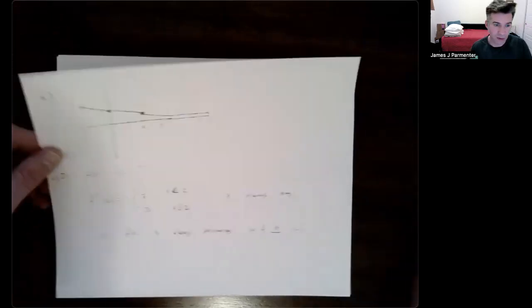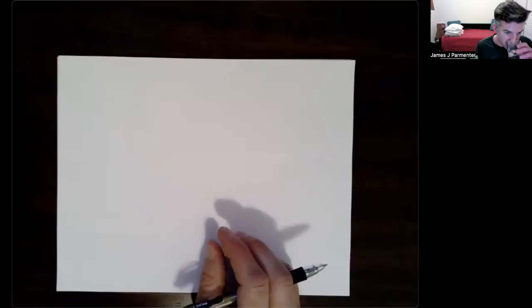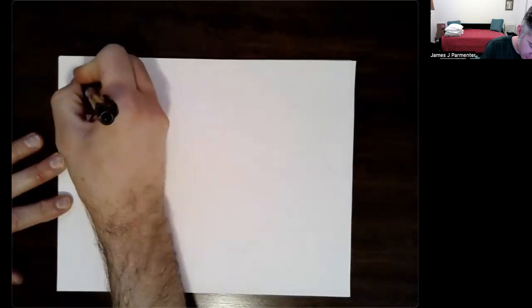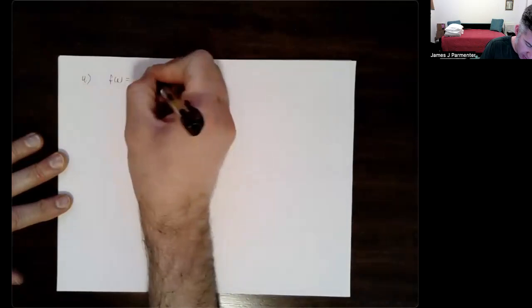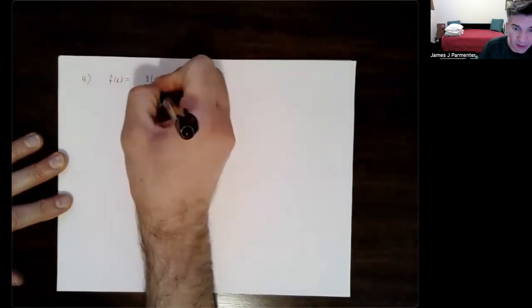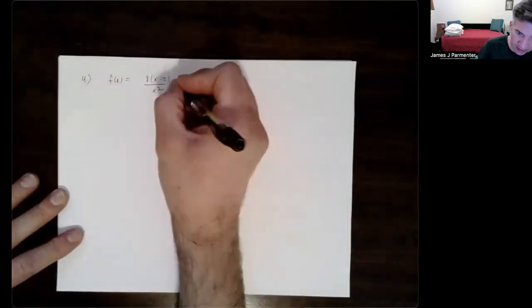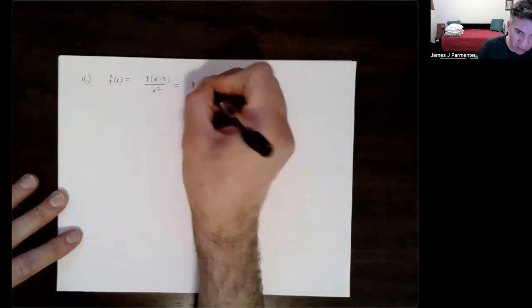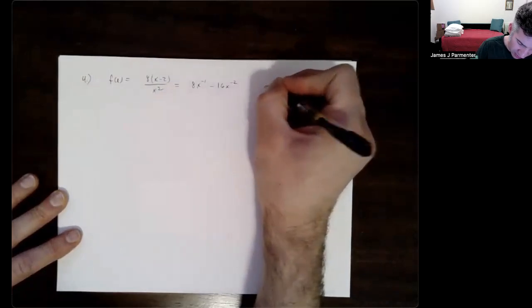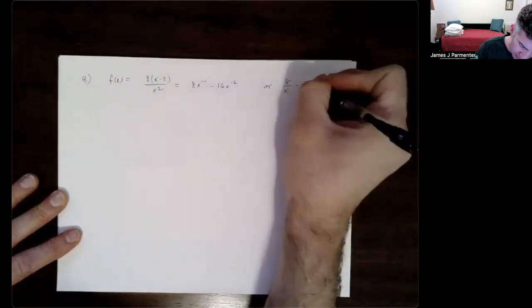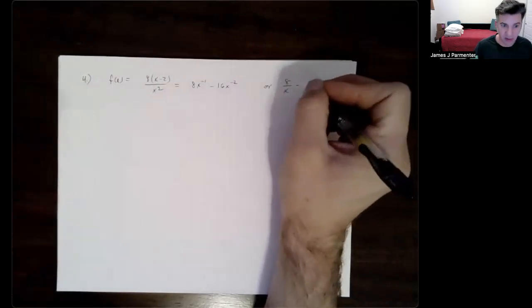Let's look at question 4. In all parts of this problem, the function f is given by f of x is equal to 8 times x minus 2 over x², which he also writes as 8 times x to the -1 minus 16x to the -2. I might even rewrite that as 8 over x minus 16 over x². So there's 3 different ways of writing f.